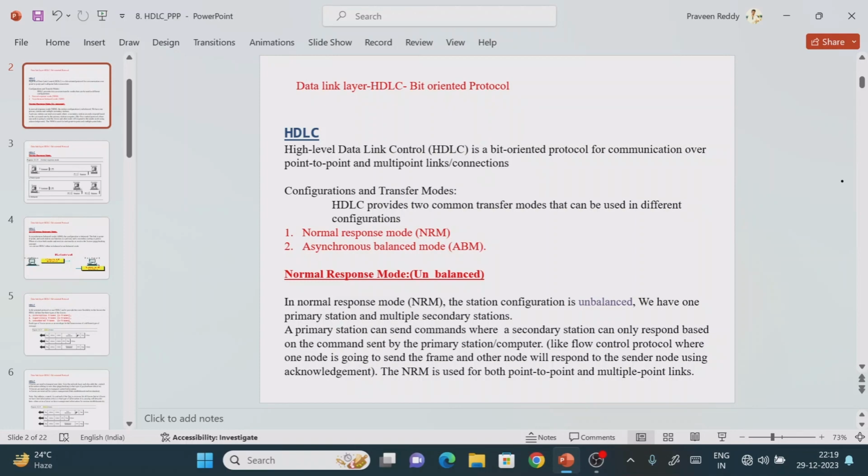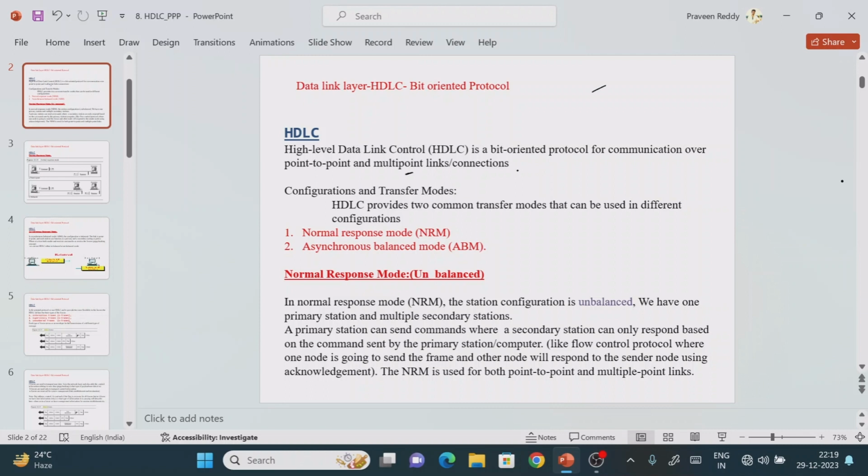So what does HDLC mean? High-level Data Link Control protocol, which is used in the bit-oriented mechanism. HDLC is a bit-oriented protocol for communication over point-to-point or multi-point links.